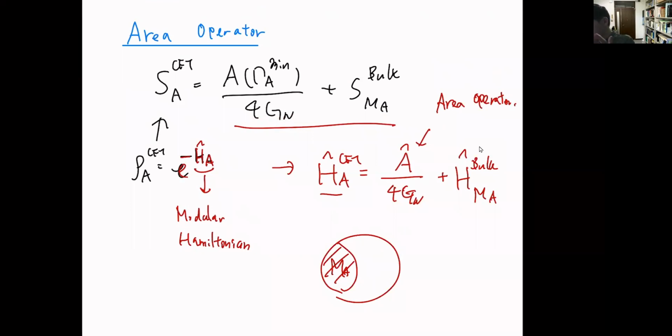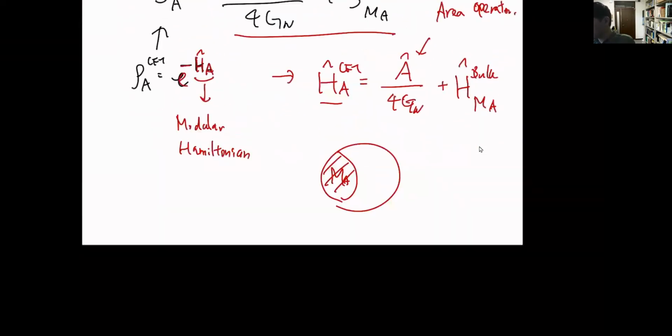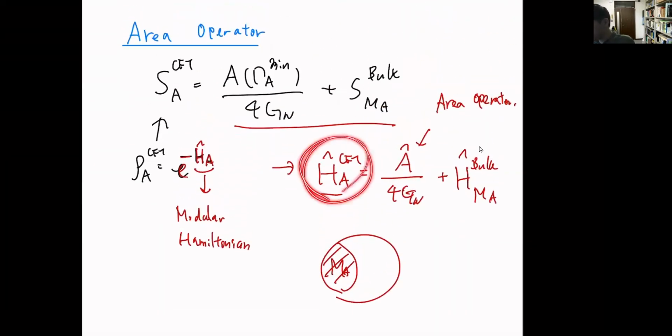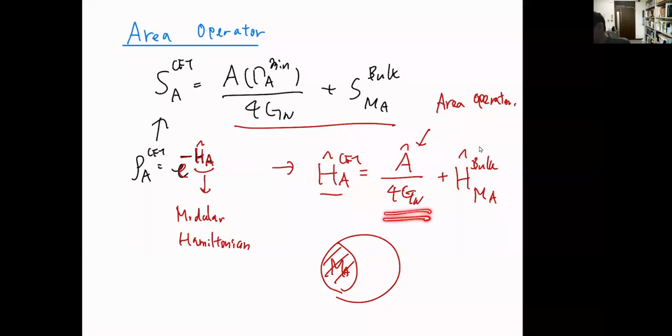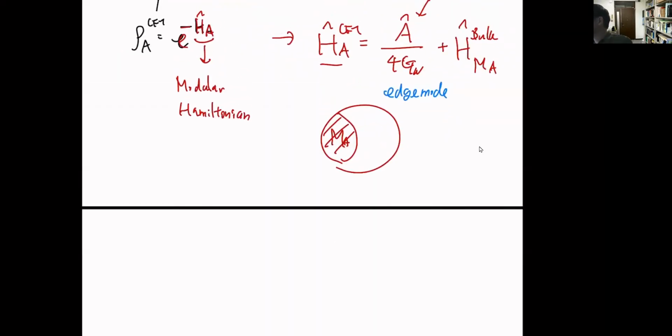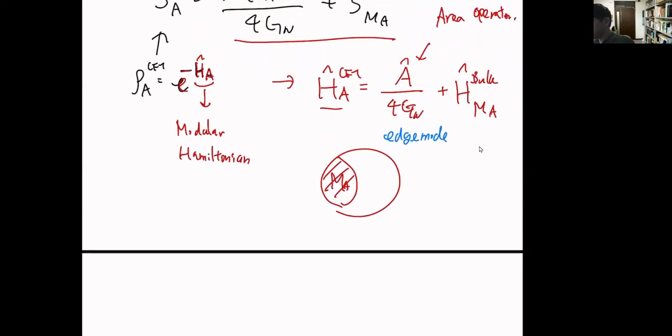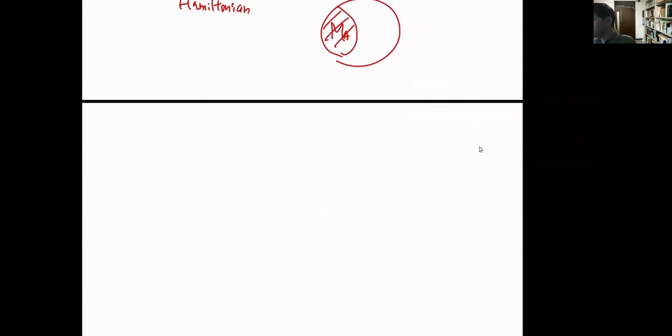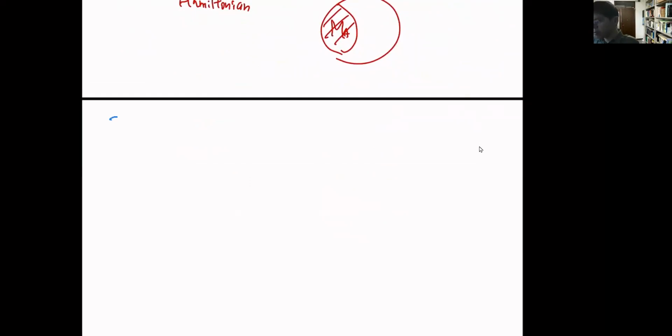So you can directly relate the modular Hamiltonian in the CFT to the bulk modular Hamiltonian, but there is a small yet important difference which comes from the edge mode contribution, namely the area operator. But this is a useful relation. We can use this just below. Before that, I would like to introduce another useful quantity: relative entropy.